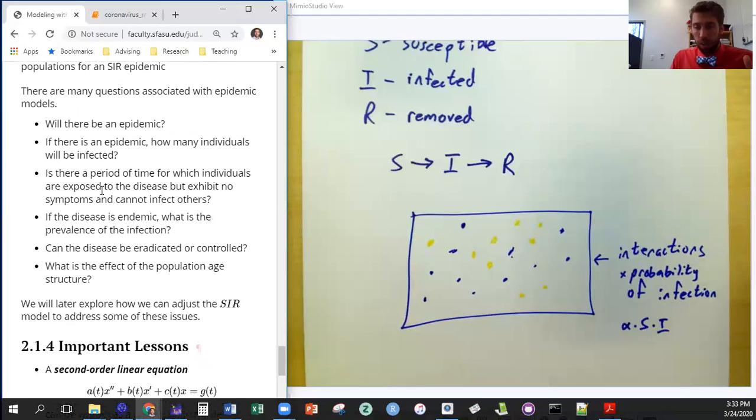Some things we're going to continue to learn about in this class: is there a period of time for which individuals are exposed to the disease but exhibit no symptoms and cannot infect others? Well, that adds a complication. Is the disease endemic? What is the prevalence of the infection? Can the disease be eradicated or controlled? What is the effect of the population age structure? These are all questions we're going to explore later on in the class.